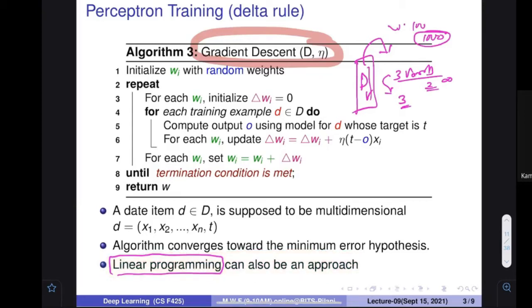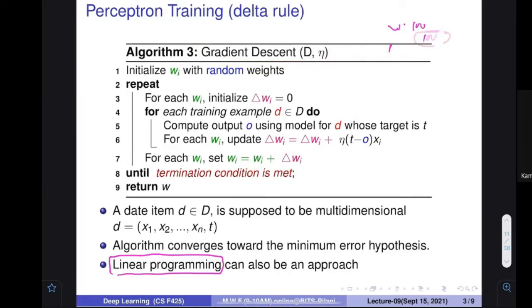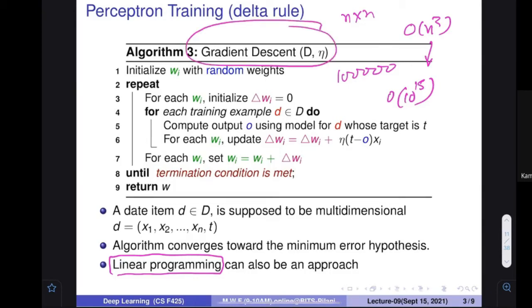Then you apply some kind of pseudo inverse mechanism, do a matrix multiplication and find the solution. But again, you know that matrix multiplication is a very difficult task. With matrices of n cross n size, it takes order of n cube time. Let's assume the number of data items is only 10 to the power 5, then how much time is it going to take? Order of 10 to the power 15, and you know that this becomes insane. So that's why most of the time we abandon this idea of linear programming, and we go to gradient descent, because at least it is going to give us the solution.